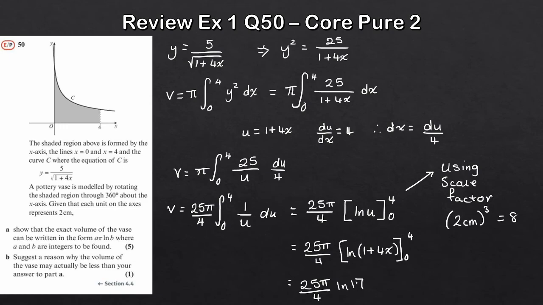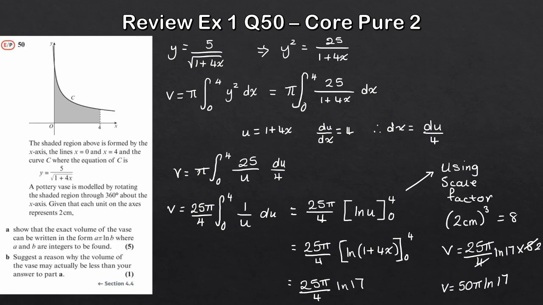So 8 is essentially the scale factor there. 25 pi over 4 ln 17 times 8. The 4 is going to cancel with the 8 to give 2, and then 25 pi ln 17 times 2. So we get 50 pi ln 17. So we've got it in the form they asked for as well. So A in that case is 50, and B is just 17. I won't bother writing them down, but you can deduce that yourself.